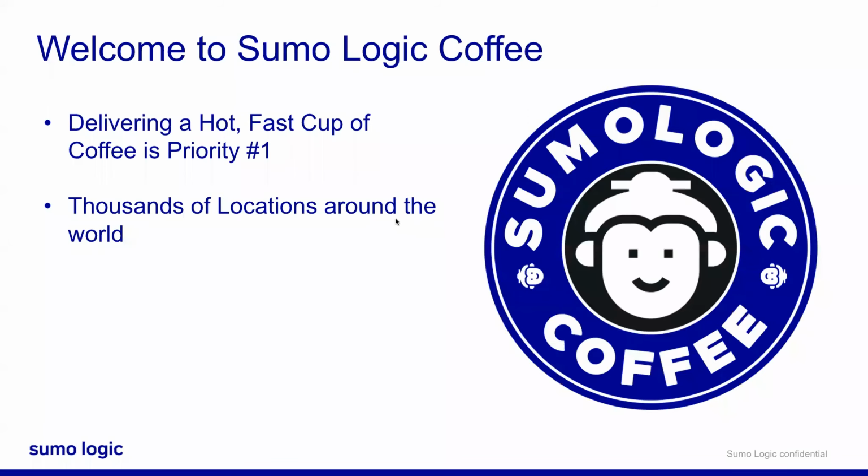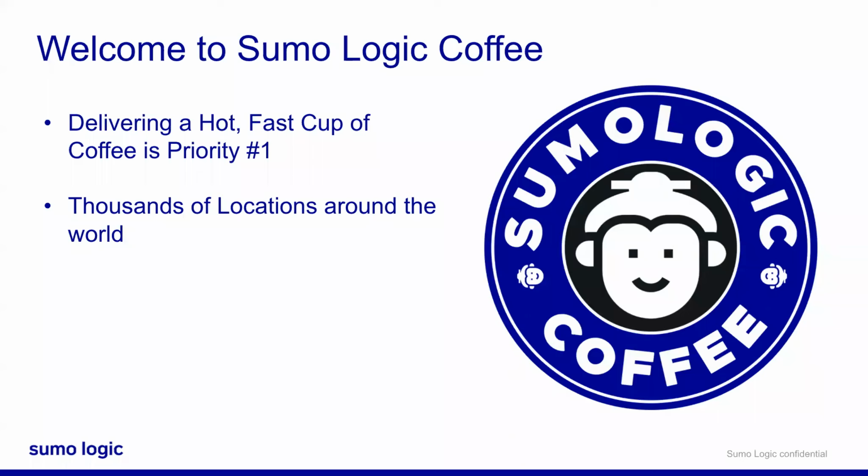So in tracing, we're going to use a different scenario: Sumo Logic Coffee. You may know Sumo Logic Coffee, you may not. You probably don't because it's not real, but for today, we're going to imagine it's a real company. Like a similar company that has a green logo, you can purchase hot cups of coffee around the world at Sumo Logic Coffee, and delivering a hot, fast cup of coffee is priority number 1. And so that's our business.